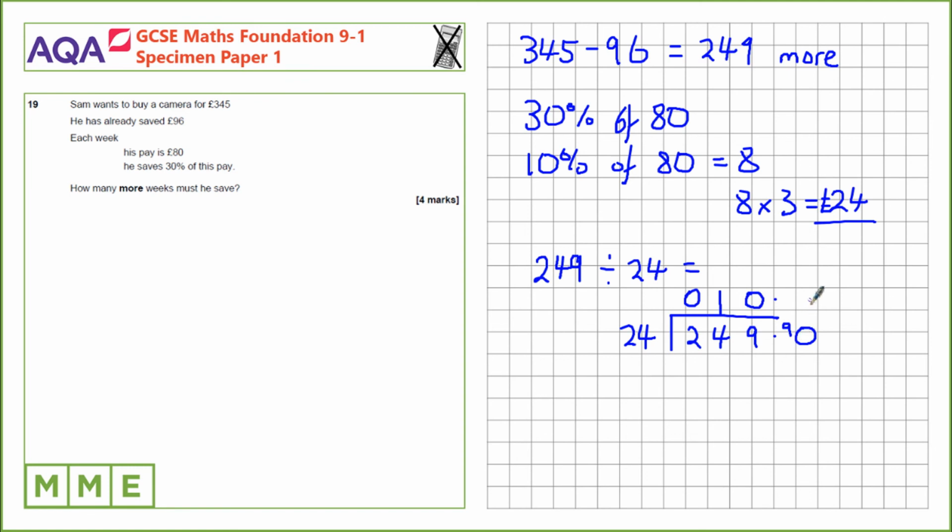24 into 90 goes 3 times, and we'll stop there. This will be a decimal that goes on. So, it'll take 10.3 weeks. However, we need to know the whole number of weeks, so it's going to take the full 11 weeks. We round that up.